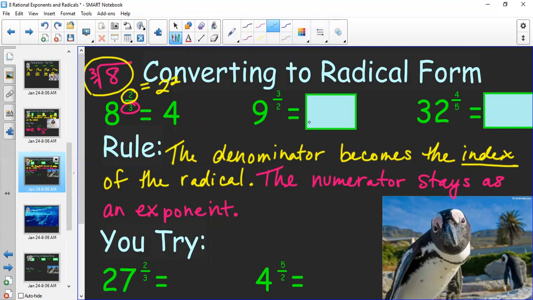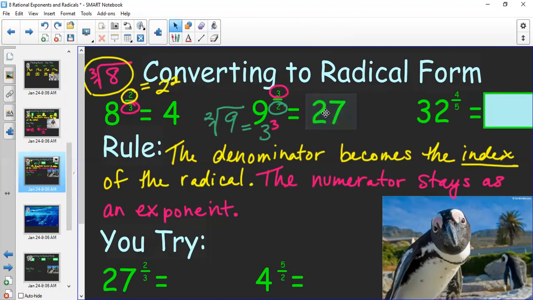All right, so let's look at the second one. Okay, we're going to take 9. We're going to take the denominator. That becomes the index. So we have the square root of 9, which we know is 3. Then we take the numerator and raise it to that power. So 3 to the third is 27.